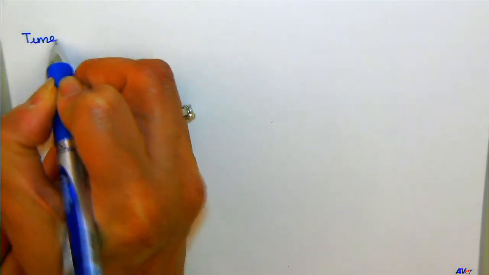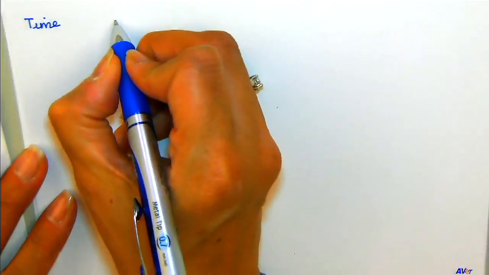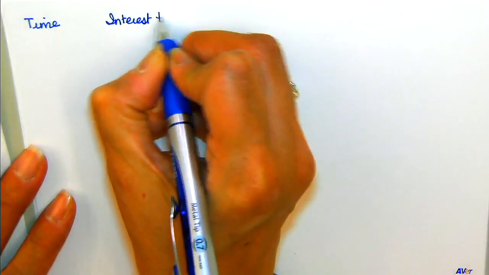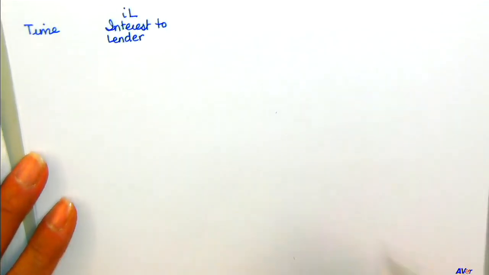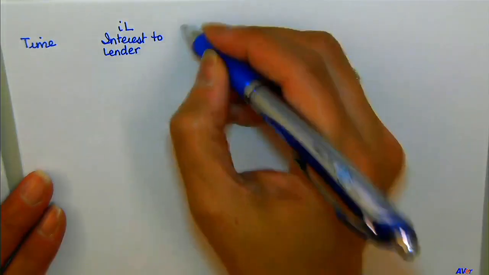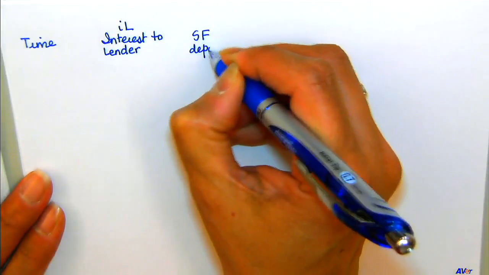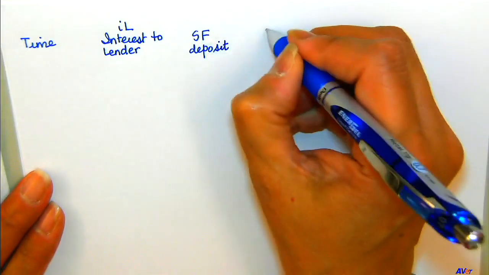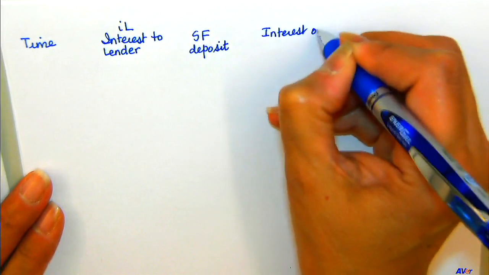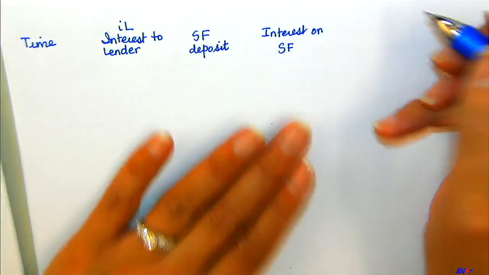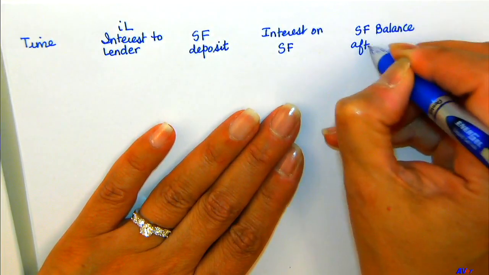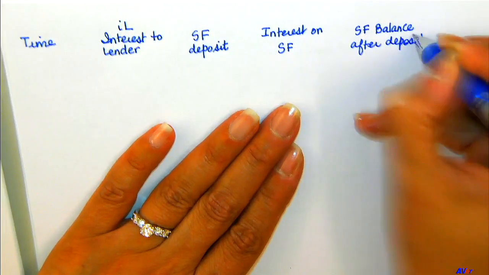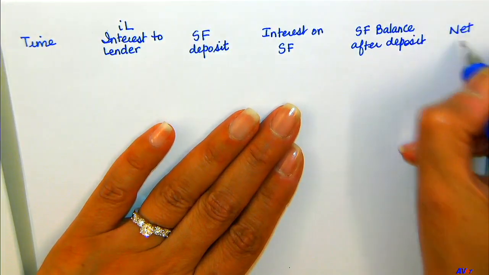So first column, time. Next column, interest to lender, which is equal to I times L, right? So let's write that on top: I times L. Next one, sinking fund deposit. Next one, interest on sinking fund. Next one, sinking fund balance after deposit. And lastly, net OLB.